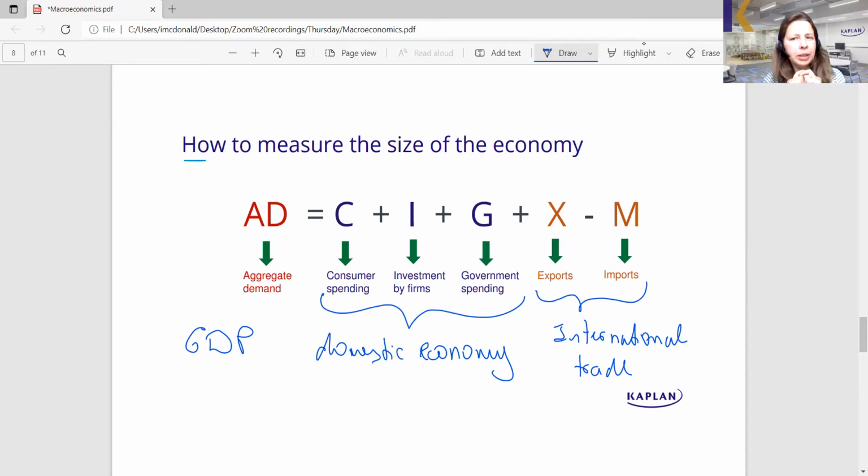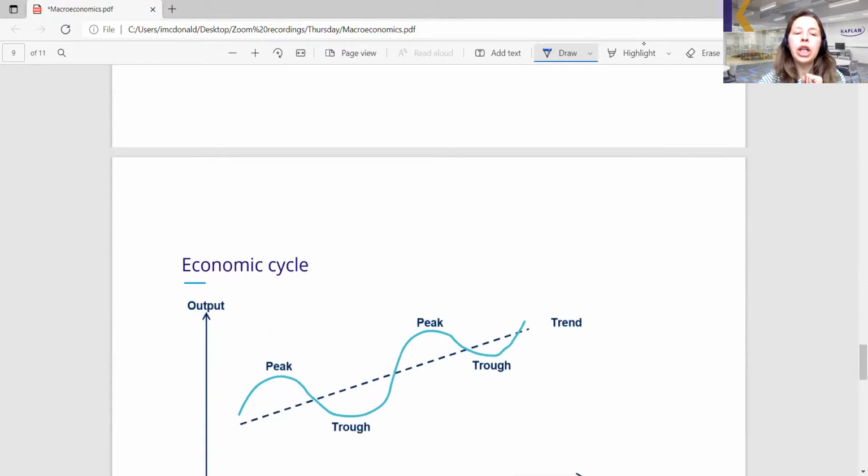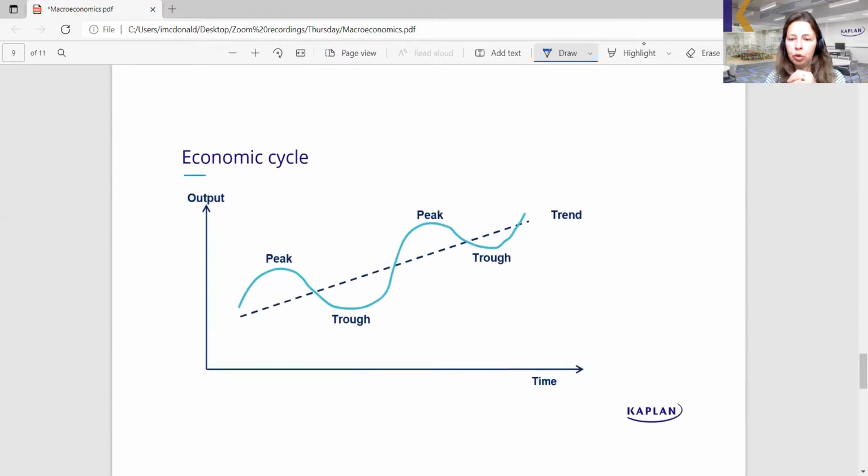But our economy size isn't always stable. We started our discussion today by saying there are fluctuations in the size of our economy. And that is what the economic cycle is introducing us to. So in the economic cycle, we think about how output of the economy, or GDP, that we've just mentioned, changes over time. And though the overall trend, this dotted line you can see, is that the economy will grow over time, it does not grow in a straight line. We go through peaks and troughs and peaks and troughs.